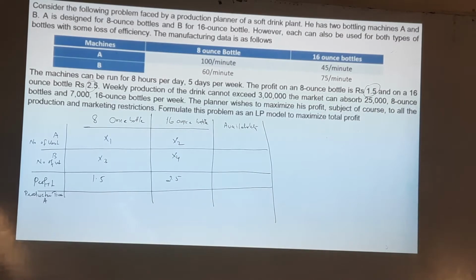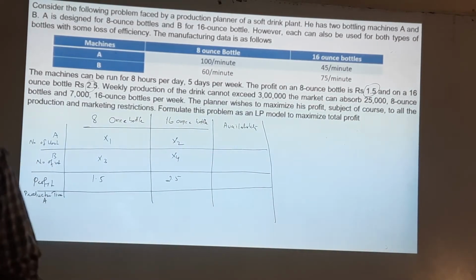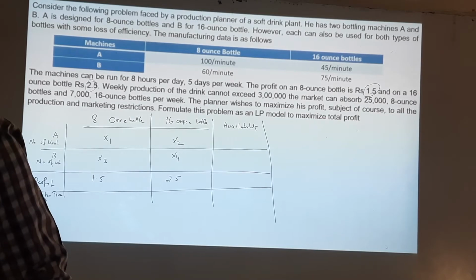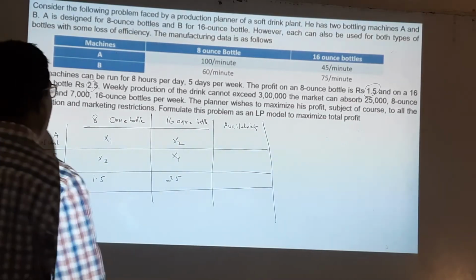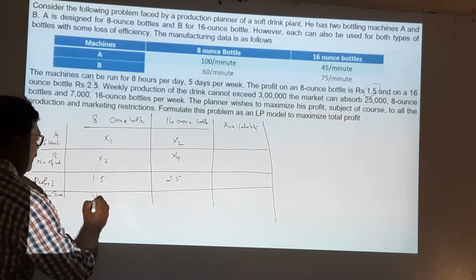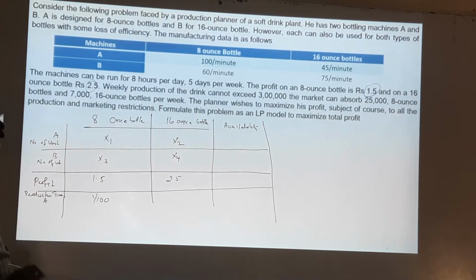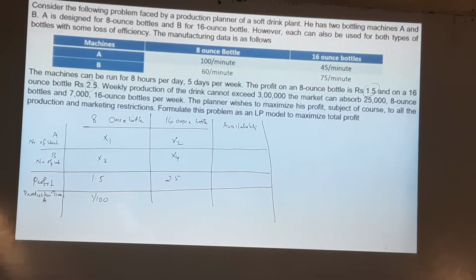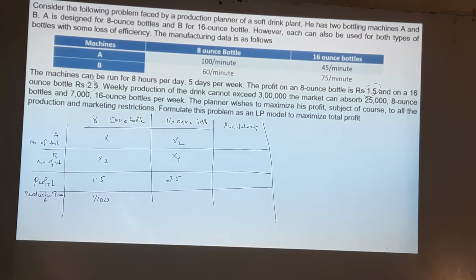Machine A, 100 bottles per minute. That means how many minutes to make one bottle? What is the time? 1 by 100. What does that mean? To manufacture 1 unit of 8 ounce bottle using machine A, you would require 1 by 100 of a minute. Agree?